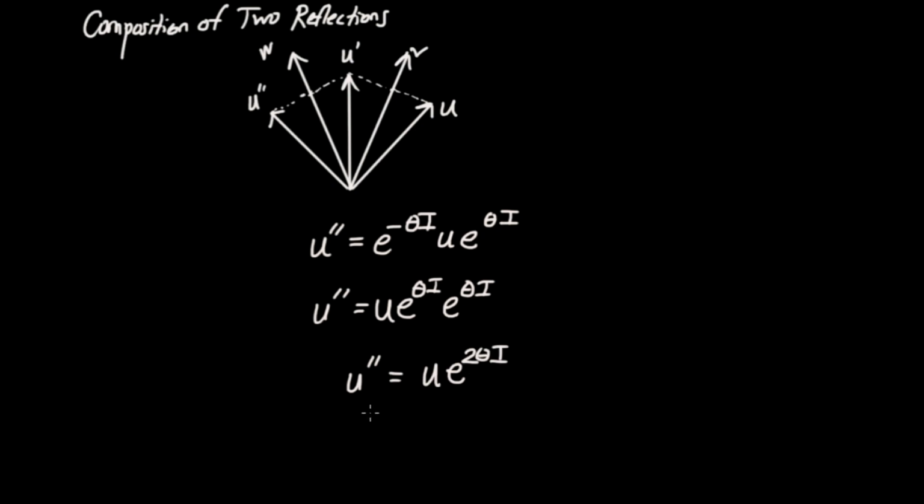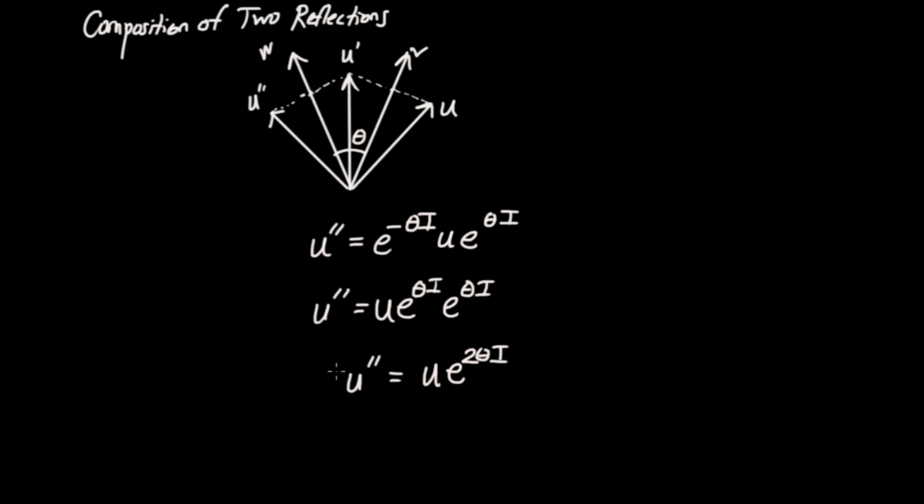So what does this mean? What this means is that the overall effect of transforming U to U double prime by reflecting through V and then W is the same as rotating by 2 theta, where theta is the angle of separation between V and W.